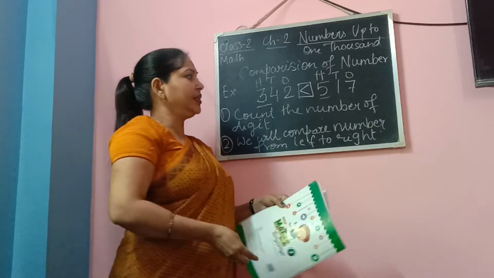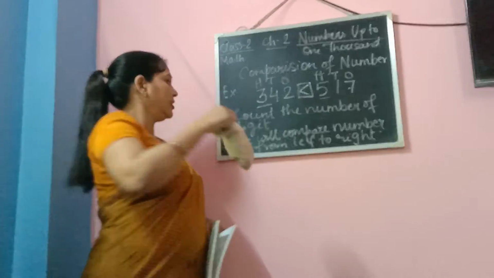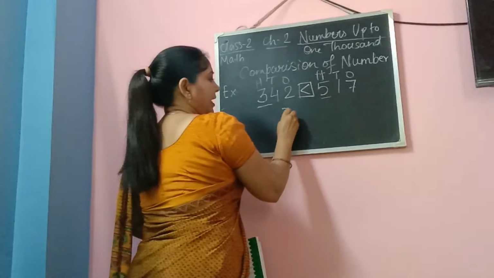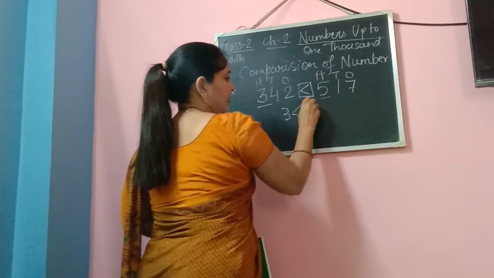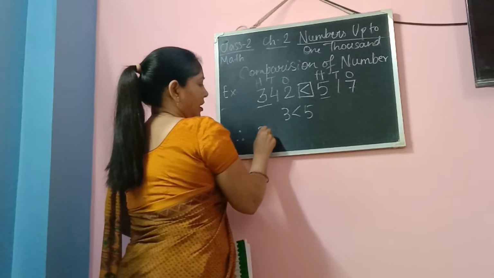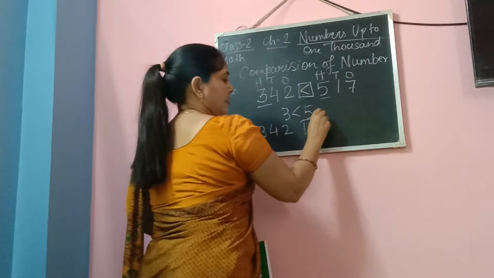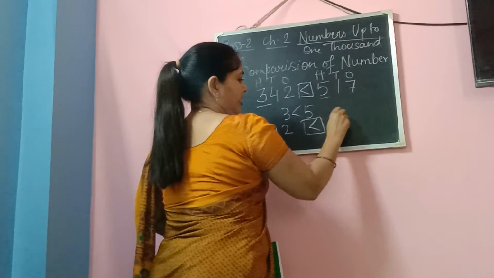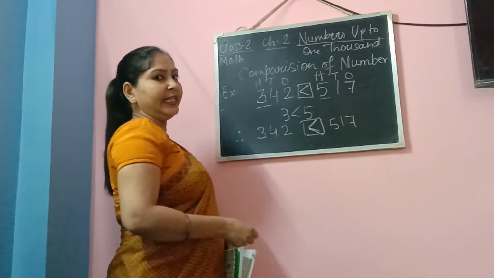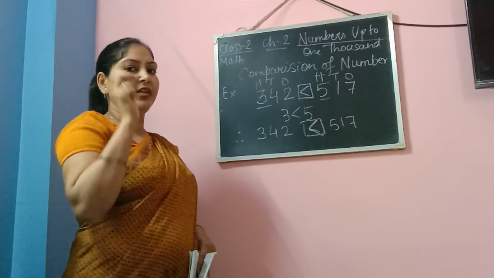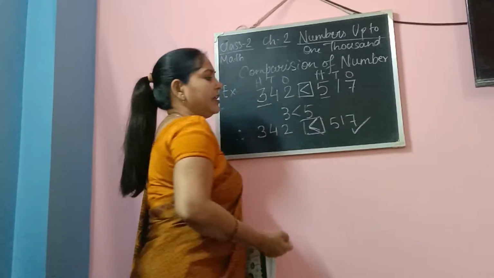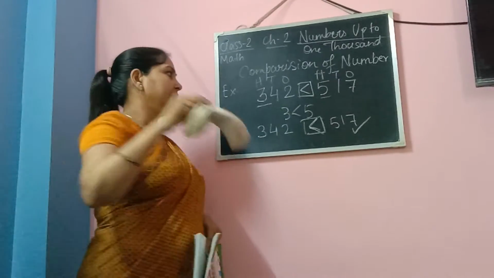In the second case, you can just write down here: 3 is smaller than 5, rather 5 is greater than 3. So therefore we can write like this in the box, 517 is greater than 342. See, I told you the crocodile's mouth, whichever number it will eat, that number is going to be the greater number. Okay. So here we have 517 greater than 342.